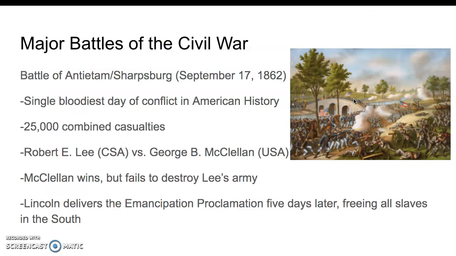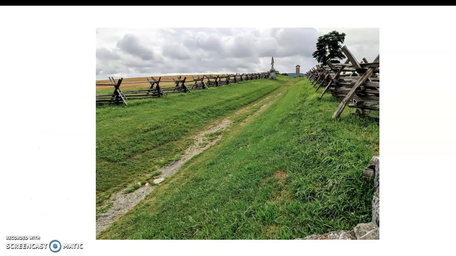The Battle of Antietam, Sharpsburg, September 17th, 1862. This is the single bloodiest day of conflict in American history, with 25,000 combined casualties in one 24-hour period. Robert E. Lee versus George McClellan. McClellan technically wins, but he fails to follow after Lee's army, where he could have finished the war early. Lincoln takes this opportunity to deliver the Emancipation Proclamation 5 days later, which frees all the slaves in the South. However, just because he had that, technically, they have no power to enforce it until they win the war. So, kind of meaningless until that happens.